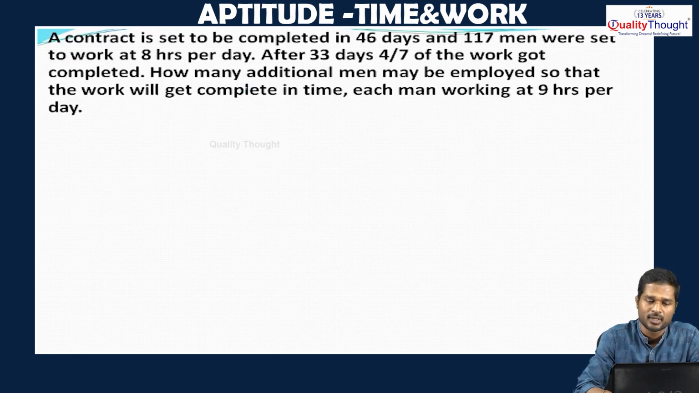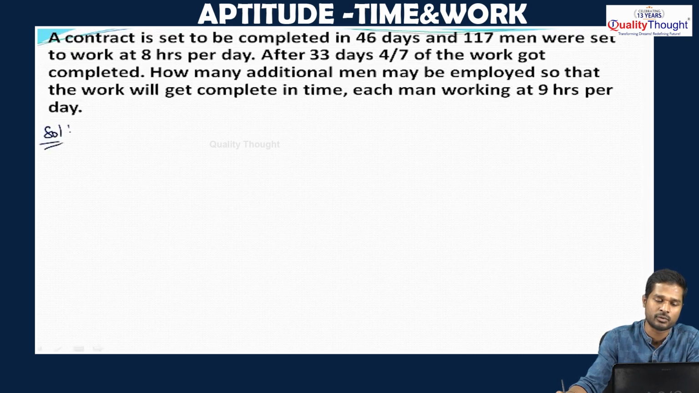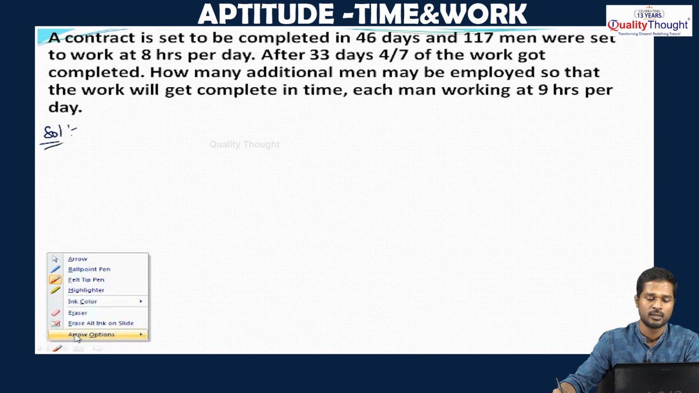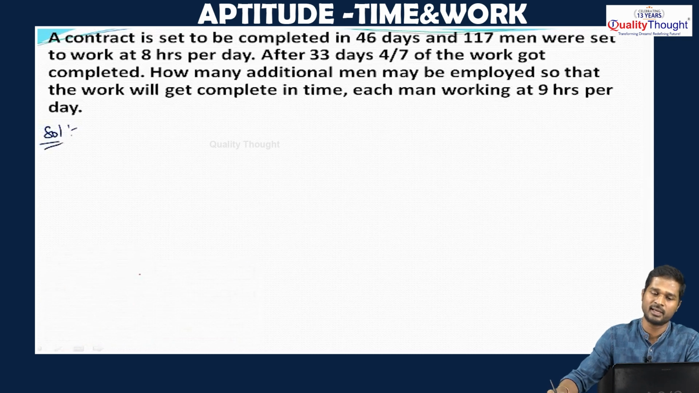Let us see the question. A contract is said to be completed in 46 days and 117 men were set to work at 8 hours per day. After 33 days, 4 by 7 of the work got completed. How many additional men may be employed so that the work will get completed in time, each man working at 9 hours per day? Okay. Let us write the things what he is given in the question. To make the things clear, we will write the things what he has given.